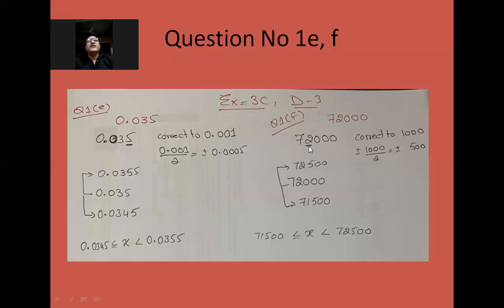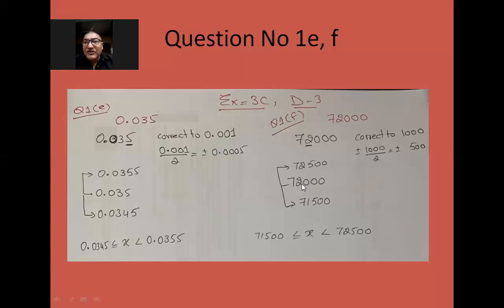So this 2 is at the 1,000 position. So this number is correct to 1,000. What you will do is divide 1,000 by 2, and with it you write the plus-minus sign. So 1,000 divided by 2 will be plus minus 500. To your main measurement, you add this number to get the upper bound. If you subtract this number, you get your lower bound.